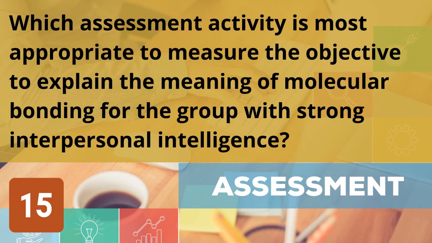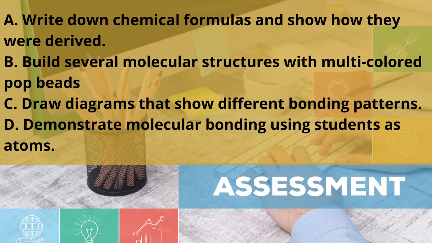Number 15. Which assessment activity is most appropriate to measure the objective to explain the meaning of molecular bonding for the group with strong interpersonal intelligence? A. Write down chemical formulas and show how they are derived. B. Build several molecular structures with multicolored pop beads. C. Draw diagrams that show different bonding patterns. D. Demonstrate molecular bonding using students as atoms.